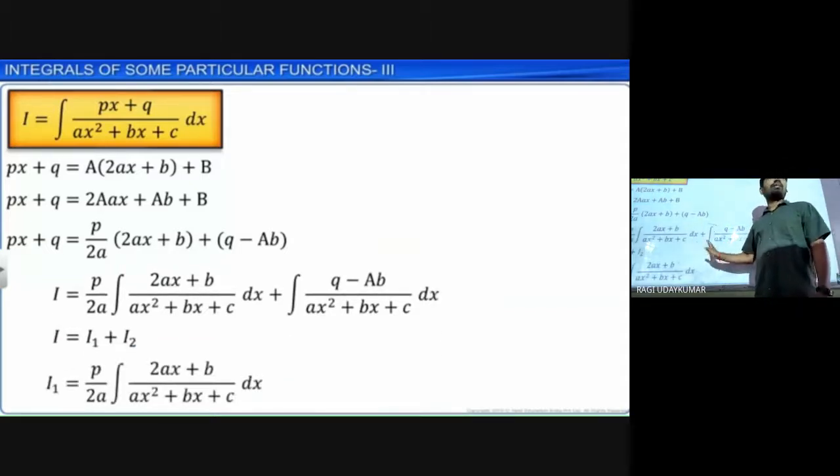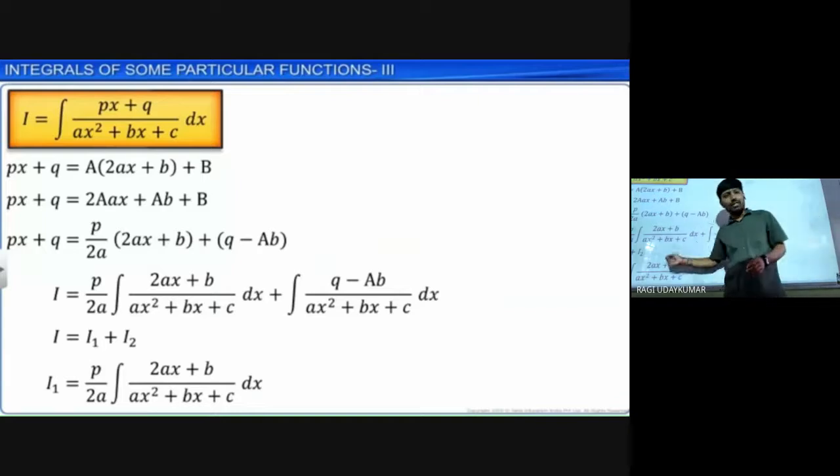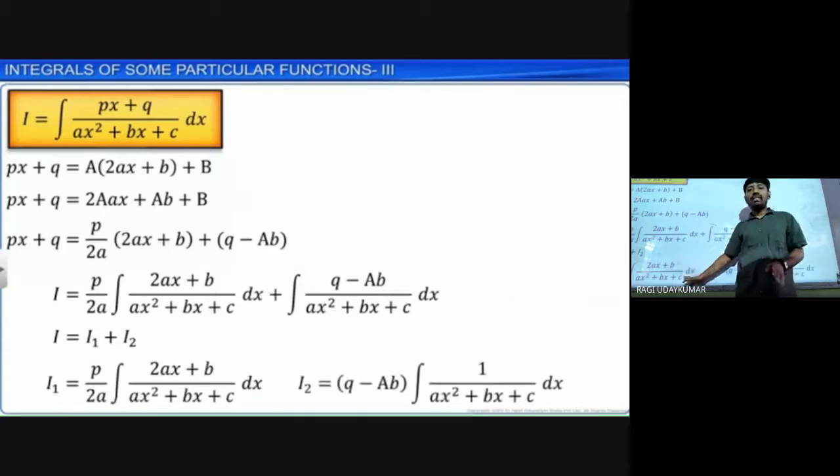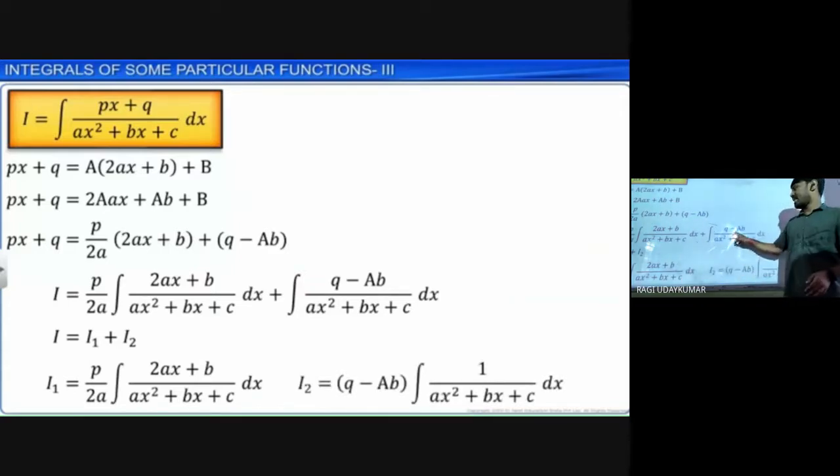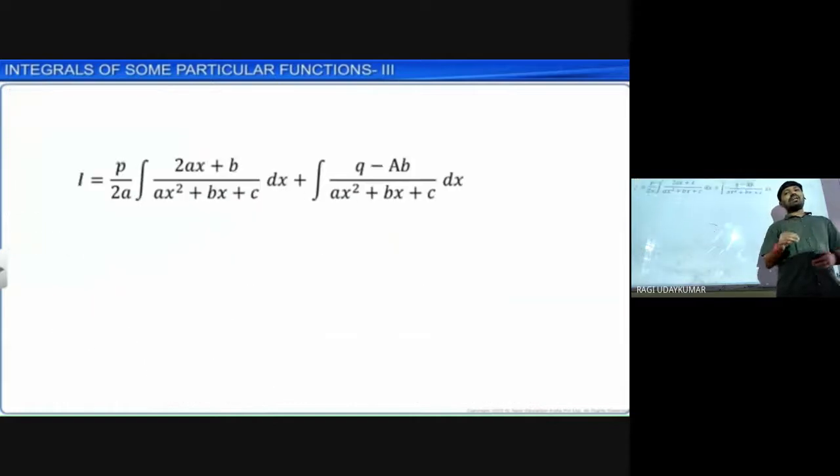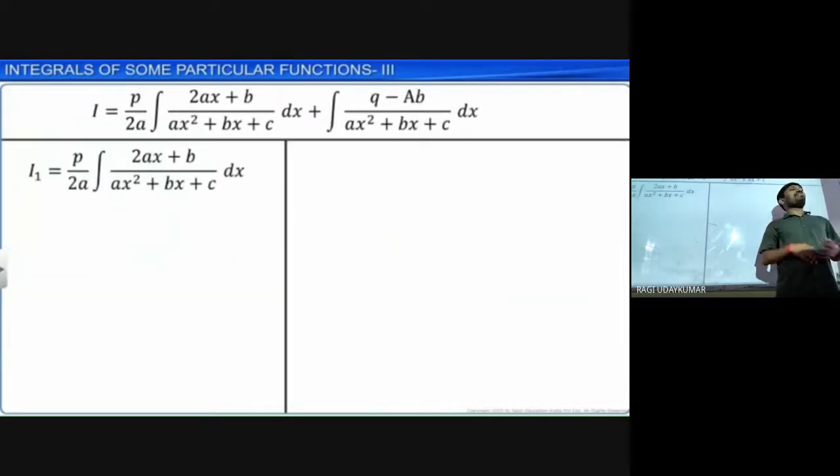So here we are going to get two integrals, two parts; we are splitting the complete integral into two parts. The first part is p by 2a into integration of (2ax plus b) by (ax square plus bx plus c), which you have to integrate. The second one is q minus ab, which is completely a constant, times integration of 1 by (ax square plus bx plus c). Now the first integral, I1, can be found in the easiest way, because it is of the form integration of f dash of x by f of x.